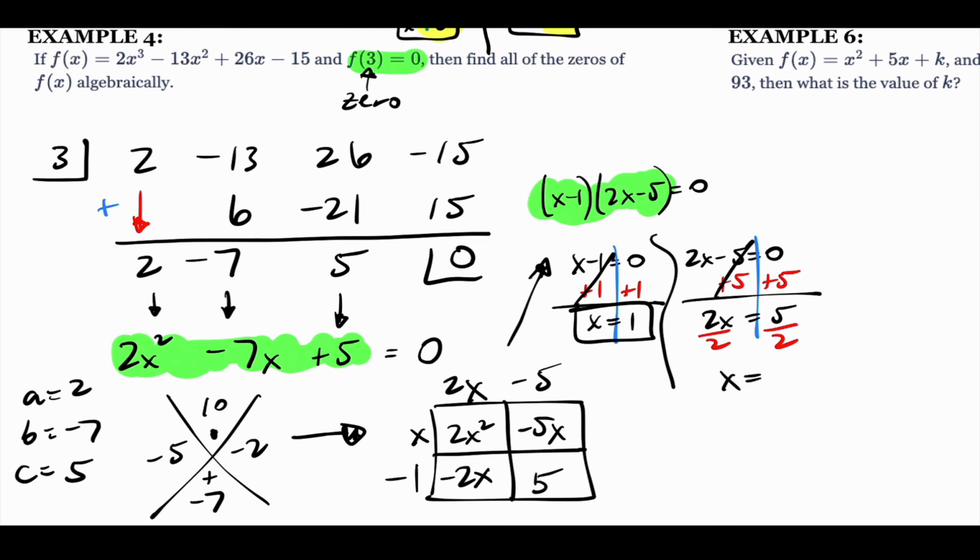So I get 1 as an answer and 5 over 2 as another answer. I leave it as that. Don't change it to a decimal. What's my third answer? 3. Yeah, don't forget about that guy. That guy's already given. Sometimes you forget about the guy they gave you. Okay, so we get our 3 answers.